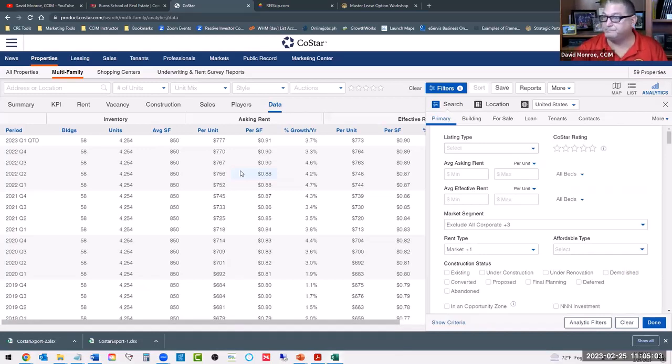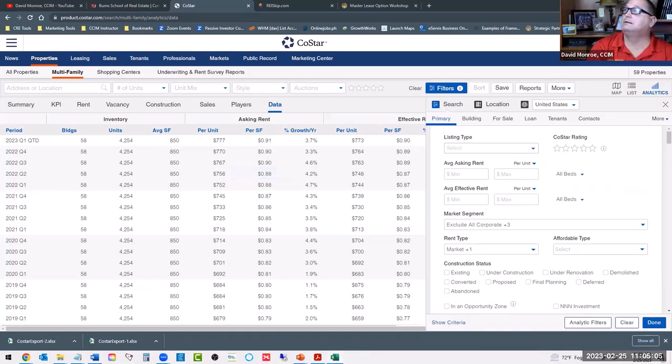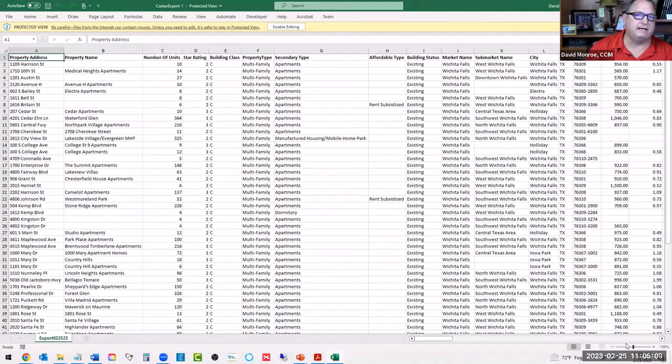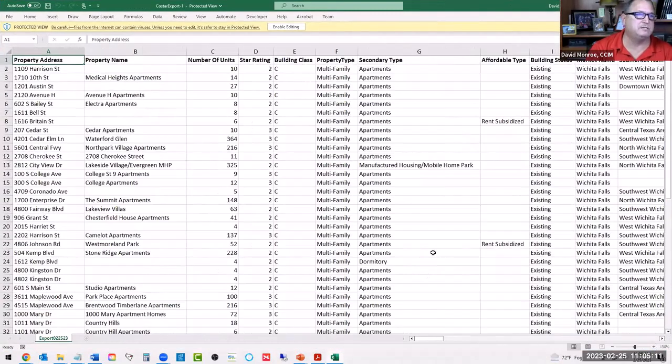All right, you guys have probably all seen this. So this is what the data looks like. Let me increase it so you can see it.